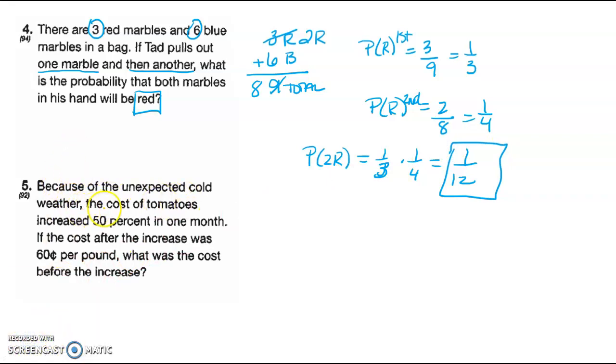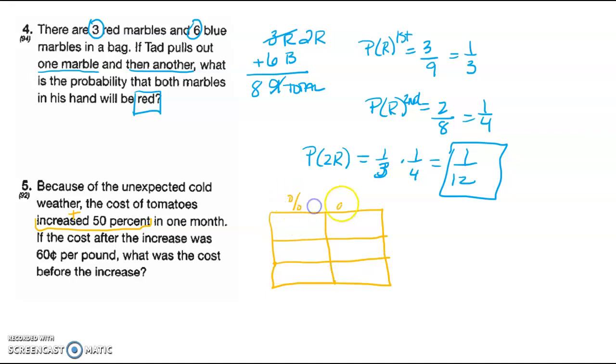Because of unexpected cold weather, the cost of tomatoes increased 50%. Okay, so this is my indication that I'm going to do an original change new ratio box. I haven't even read the whole problem. So I know that this is percent and this is actual. Original is always 100%, change, and new. And I know that it increased 50%. So I already have part of it.